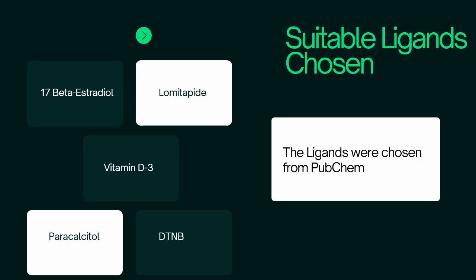The suitable ligands that I've chosen are 17-beta estradiol, lomitapide, paricalcitol, DTNB, and vitamin D3. These were chosen to compare how structurally different molecules interact with the same PDI protein.